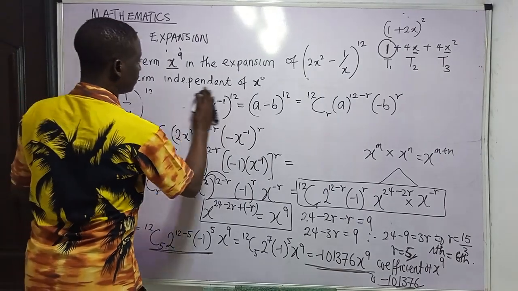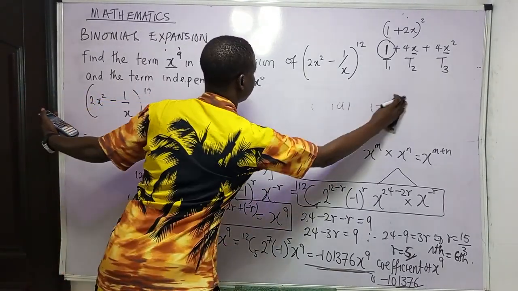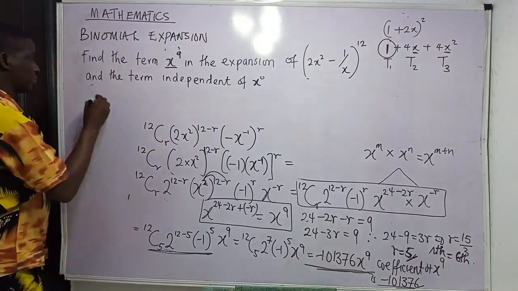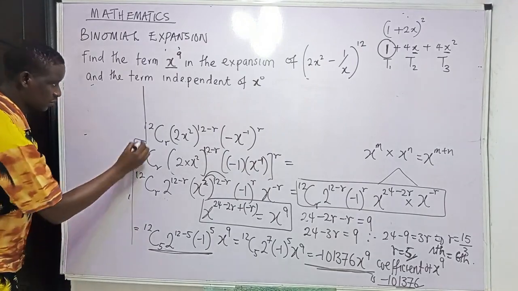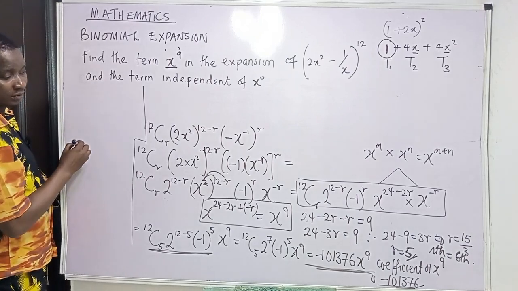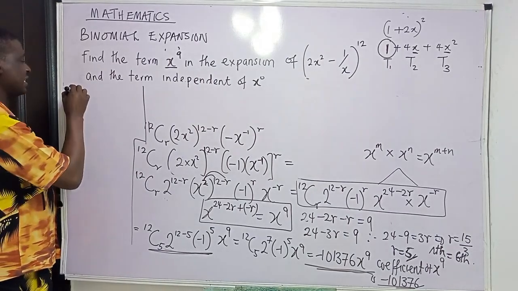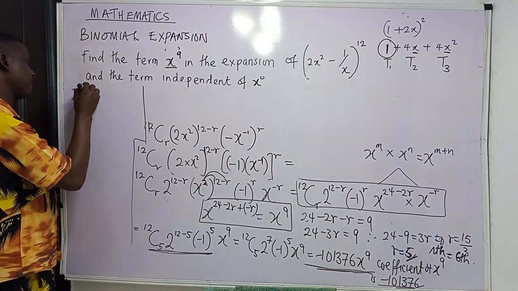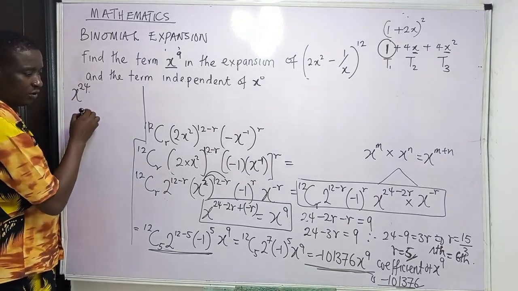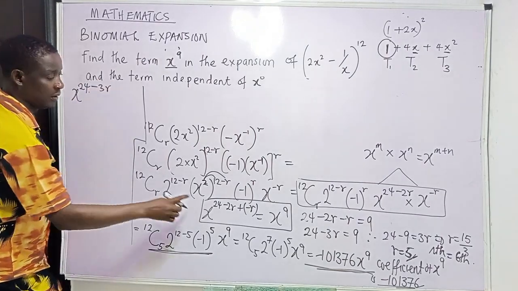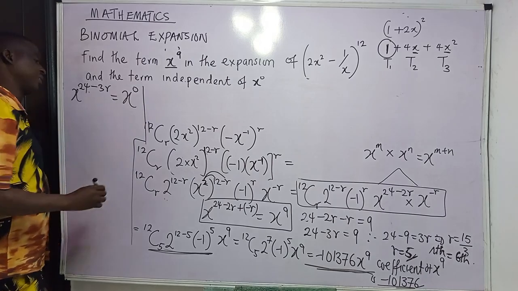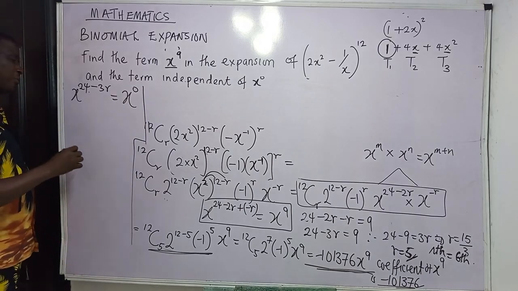So let me clean this part. So we're going to have what? Let's equate it to be equal to 0. That is s power 24 minus 2r minus 3r minus... minus r minus 3r equal to s power 0.